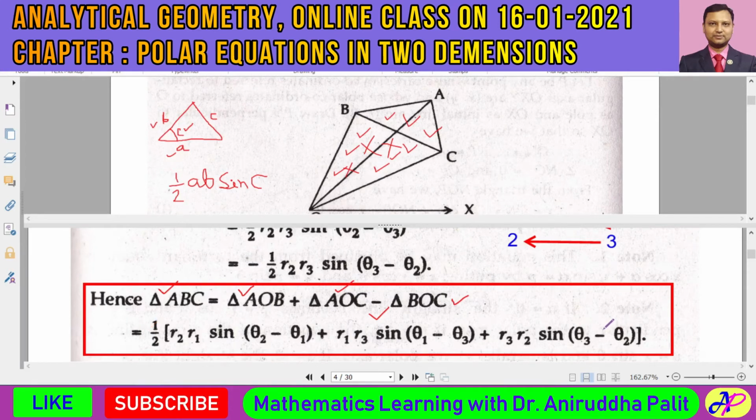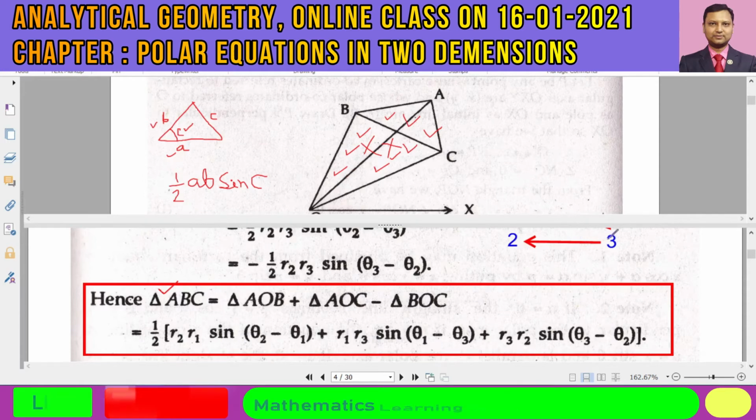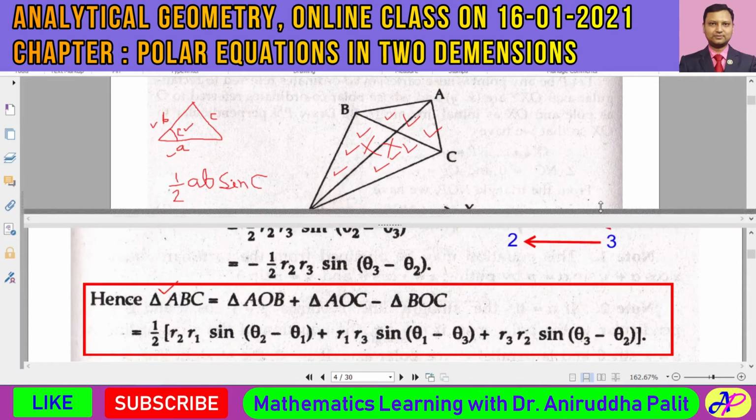And what is the advantage of this kind of representation? The advantage is, let me show you from this picture.